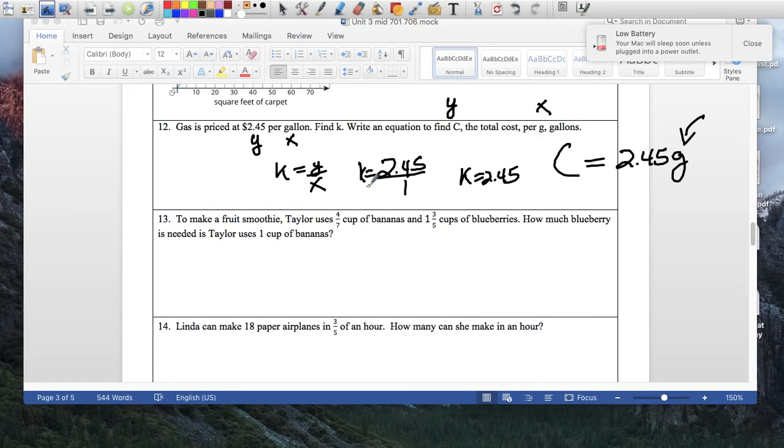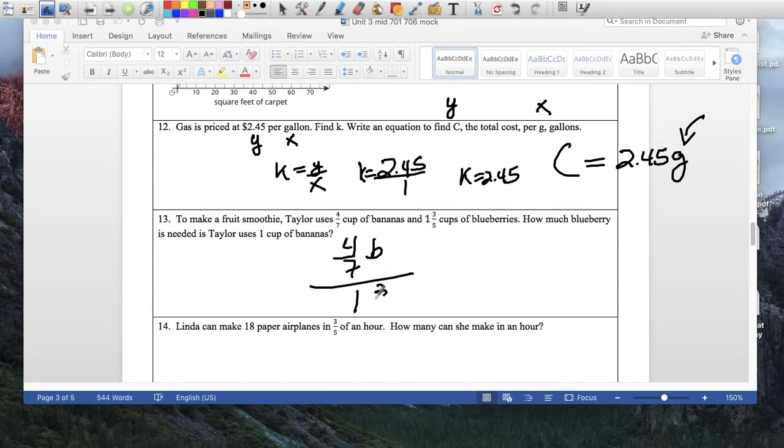To make a fruit smoothie, Taylor used 4/7 cups of banana and 1 3/5 cups of blueberry. How much blueberry is needed if she uses 1 cup of banana? So let me write that like this: 1 3/5 cups of blueberries over 4/7 cup of bananas. The banana should be at the bottom. So I guess we're asking for the unit rate.